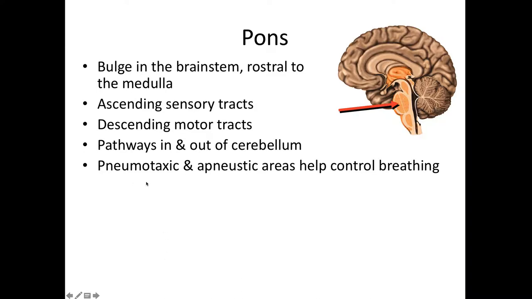And in particular, there are pneumotaxic and apneustic areas that help control breathing. So pneumotaxic refers to the detection of qualities of breath. So are there irritants? How fast are you breathing? Do you need to breathe more or less? And apneustic areas are more regulatory. So are you breathing or not? Should you start breathing? Those kinds of things.